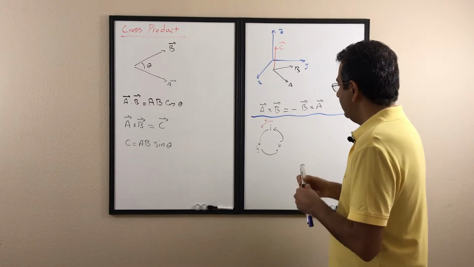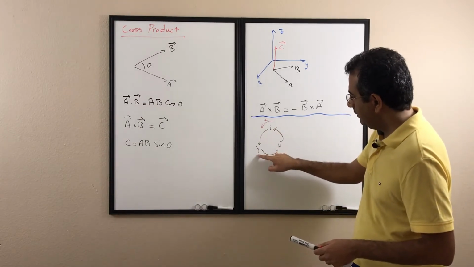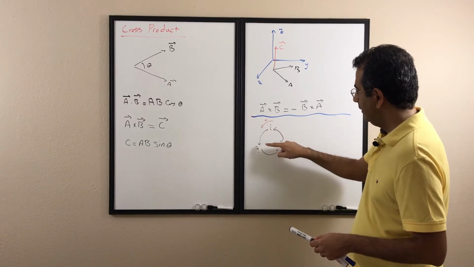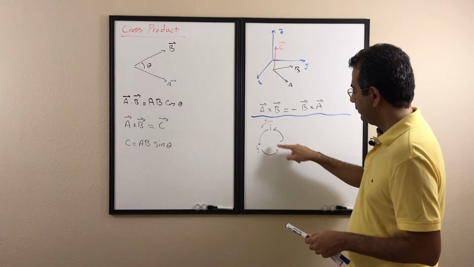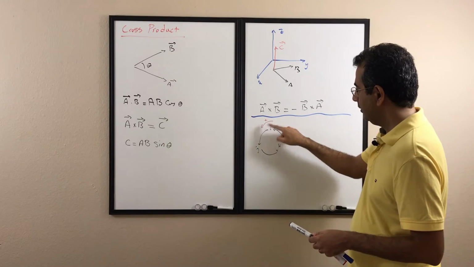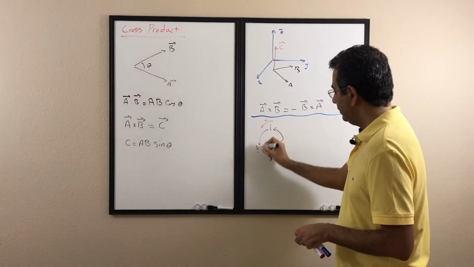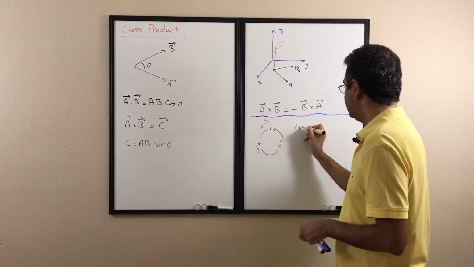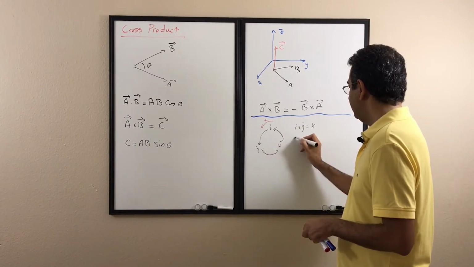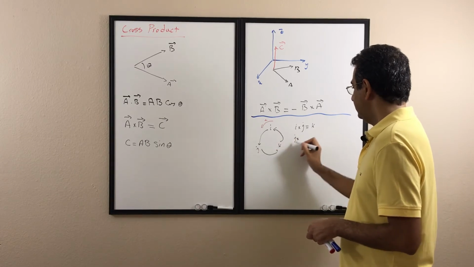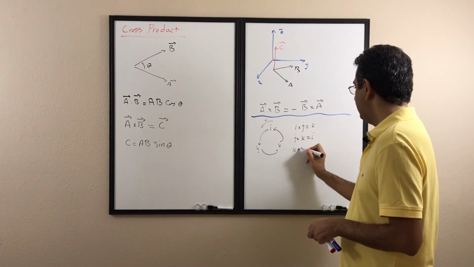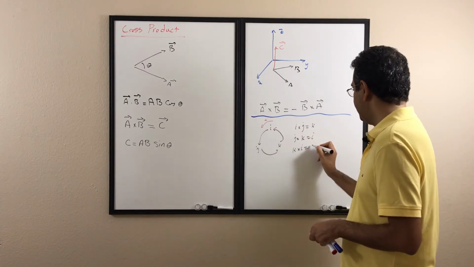In this case, it's like that. I cross J is K. K cross I is J. So I cross J is K. J cross K is I, and K cross I is J.